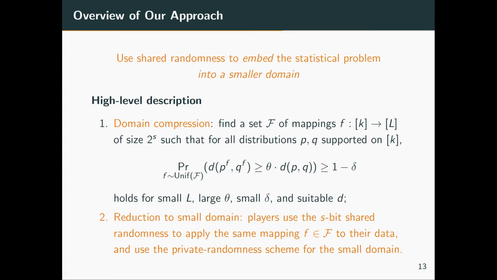You can see that if we have this primitive, we can reduce the problem to a small domain in the following way. The players use the S bits of shared randomness to apply the same mapping F in the set. Because the set is of size 2 to the S, we can use S bits of shared randomness to select a uniform mapping. And since the distance is preserved, we can now use the private randomness scheme over the smaller domain to solve the problem. Before going into the details, let's look at how private coin schemes and public coin schemes work.